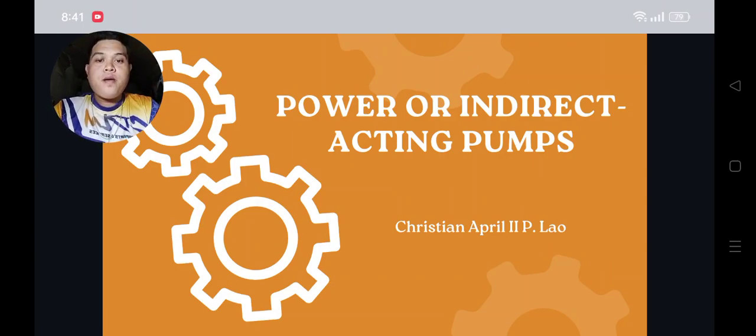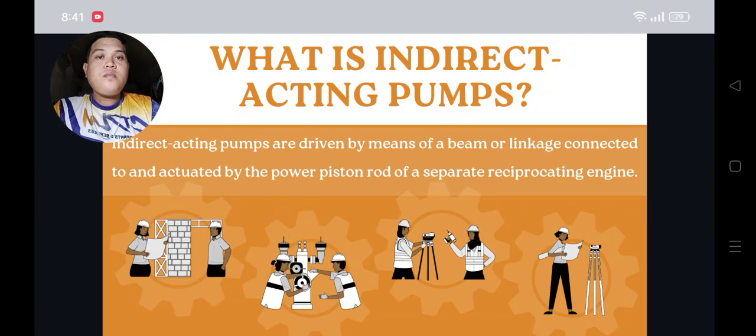First of all, what is an indirect acting pump? Indirect acting pumps are driven by means of a beam or linkage connected to and actuated by the power piston rod of a separate reciprocating engine. Basically, an indirect acting pump has no power source of its own. Instead, it is driven by a separate engine.